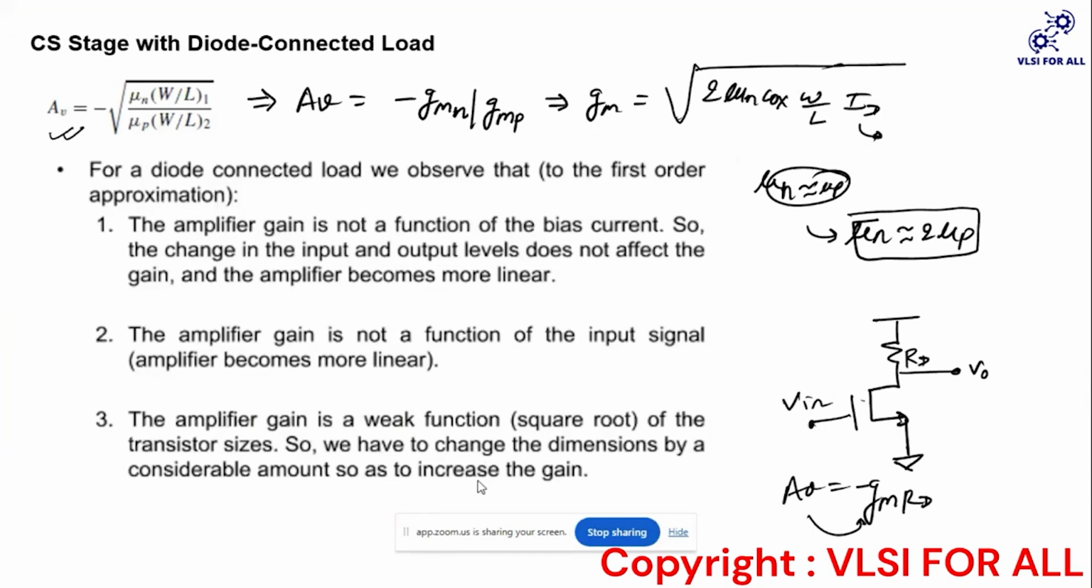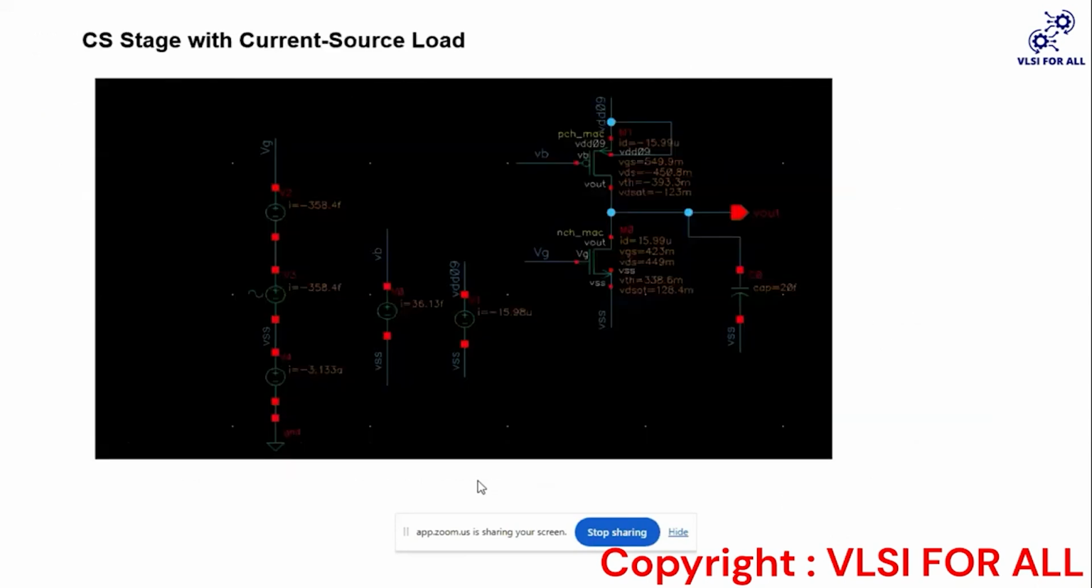So here, to improve the gain, we have to tweak the width of both transistors, the PMOS and the NMOS. Now we are going to move to the other single stage amplifier, that is the common source stage with current source load. Earlier, first we kept RD as a load, then we replaced that RD with a diode connected load.